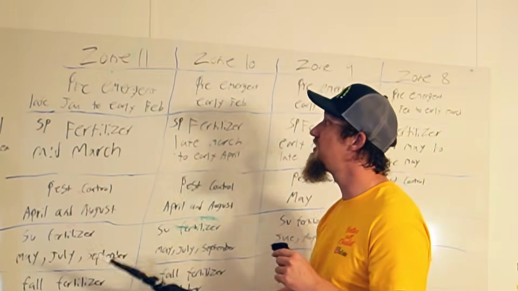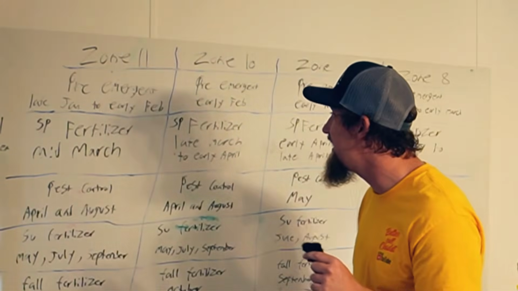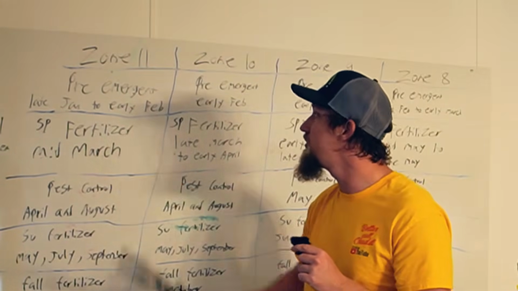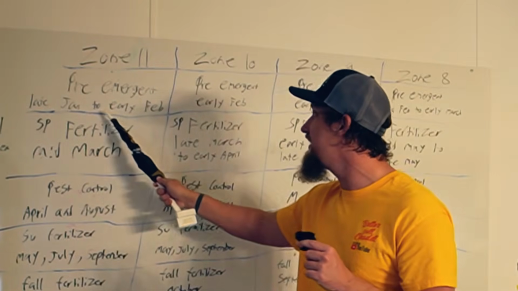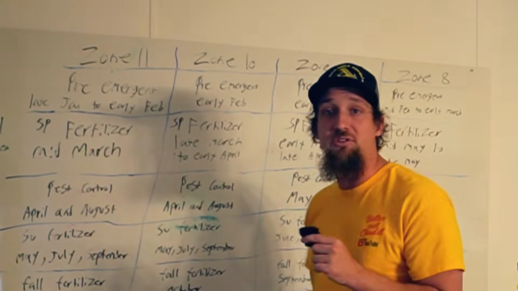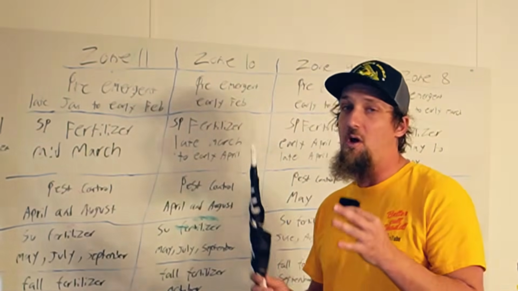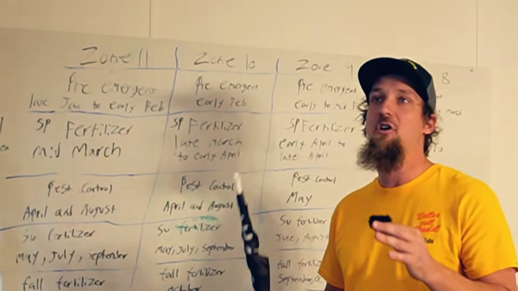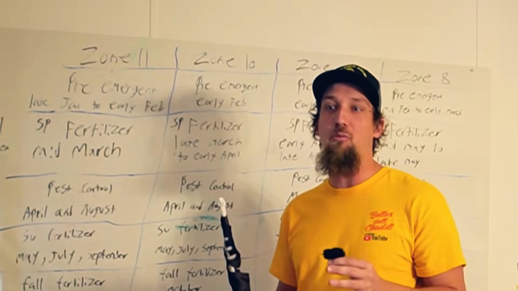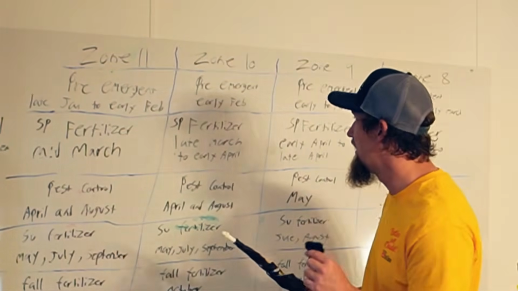So we're going to start here in zone 11 at the very beginning of the year. It's going to be your pre-emergent. That is going to be late January to early February. Now, prodiamine is one of the best active ingredients for pre-emergent, so I recommend a product that does have prodiamine as a pre-emergent, which most products will.